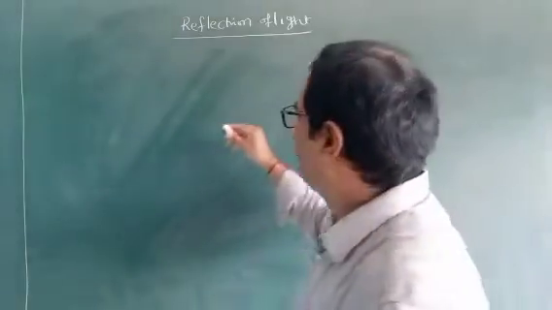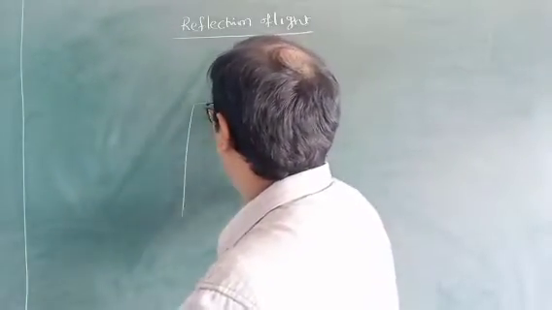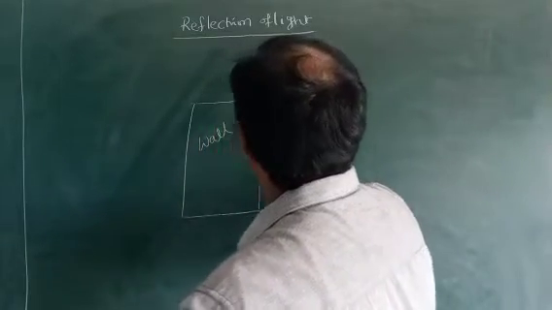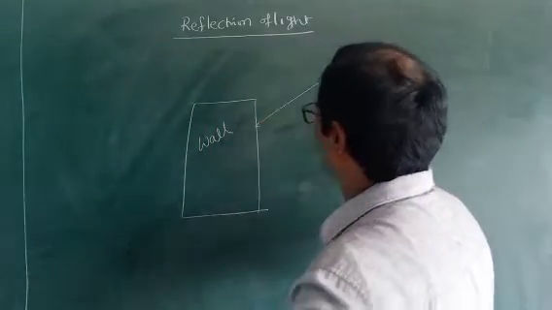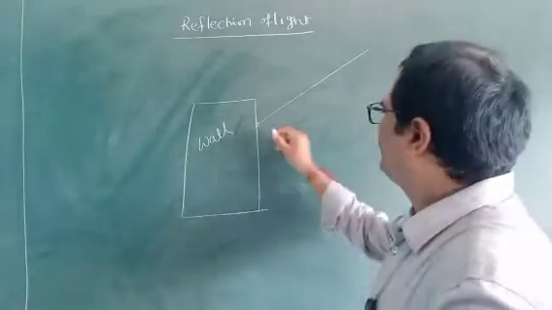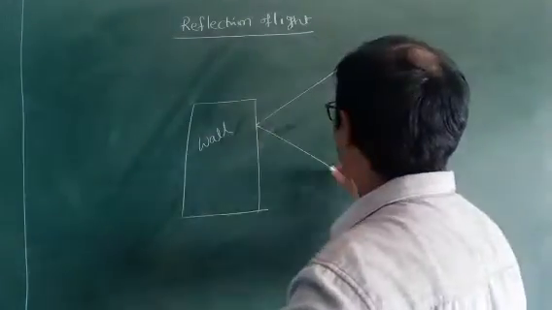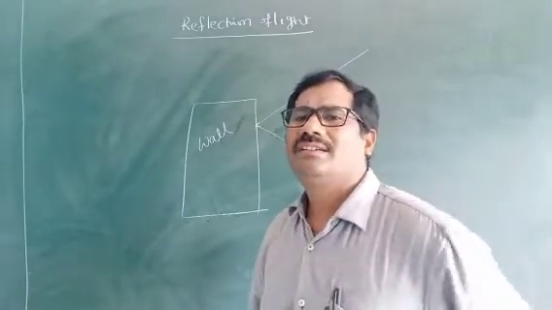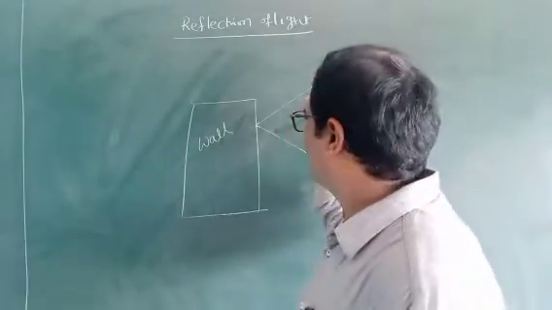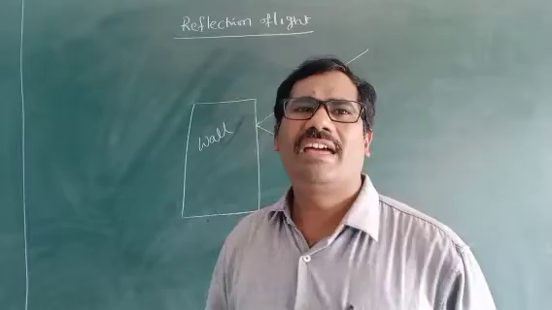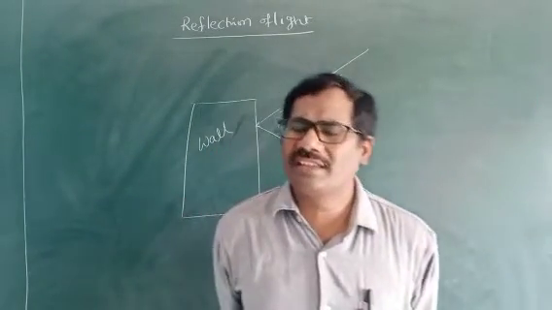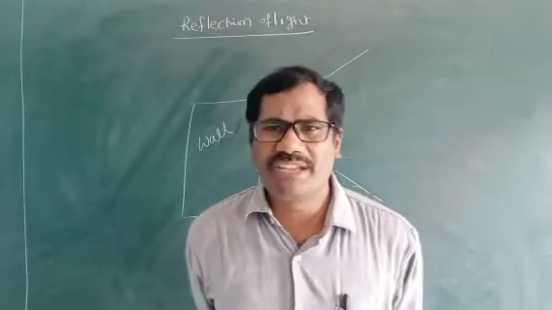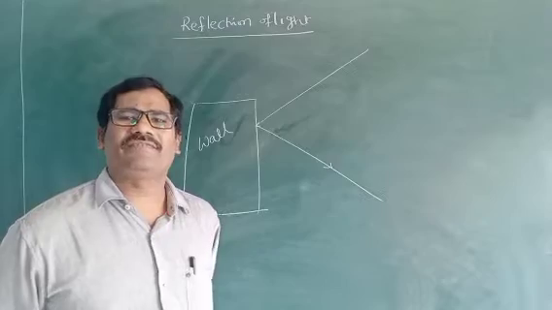First, take the example of a wall. A light ray is incident on the surface, and it returns back into the same medium. That is the reflection of light. When a beam of light is incident on a surface, a part of light is returned back into the same medium. That is known as reflection of light.